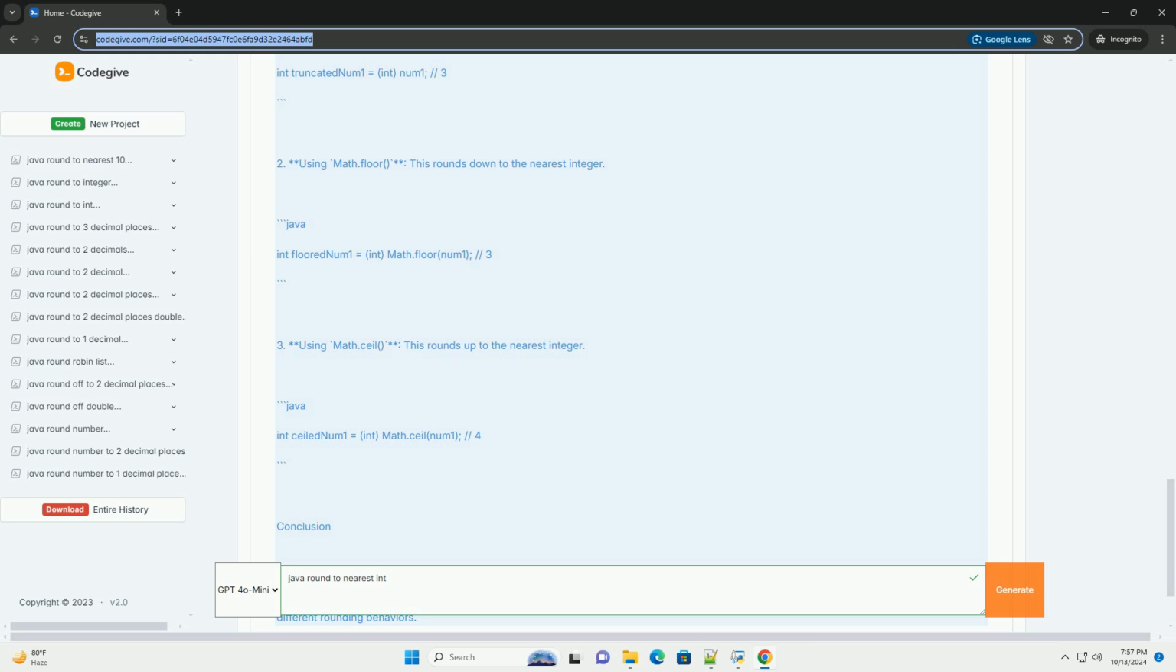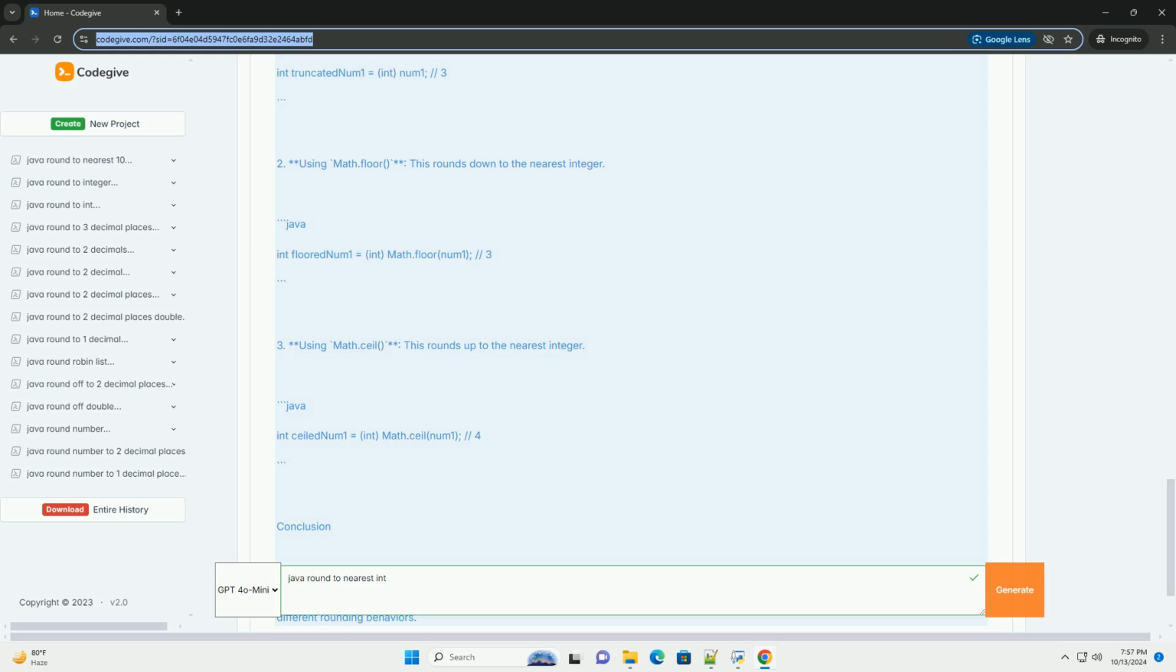Additional rounding methods. 1. Casting to int. This truncates the decimal part. 2. Using Math.floor. This rounds down to the nearest integer. 3. Using Math.ceil. This rounds up to the nearest integer.